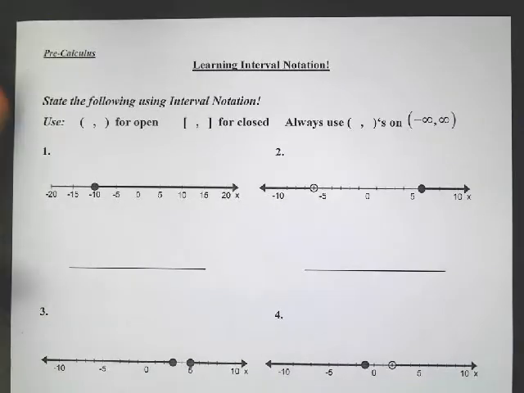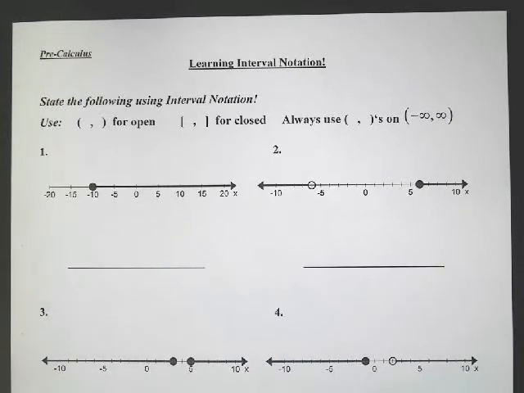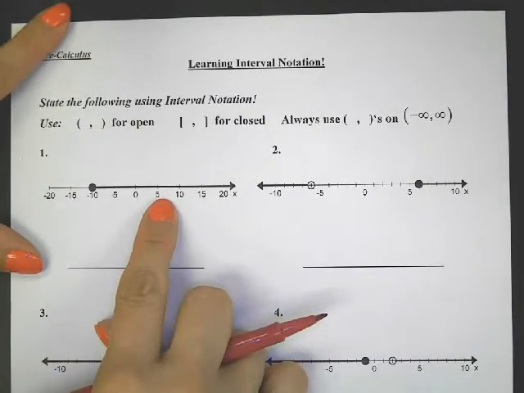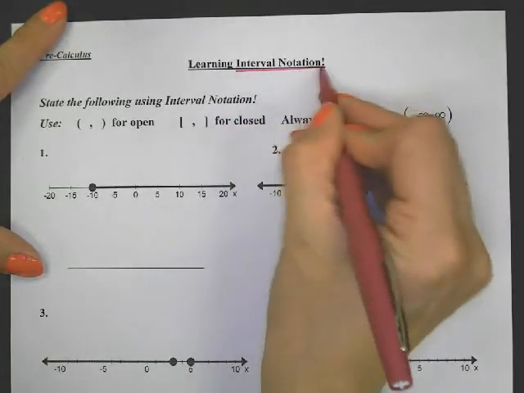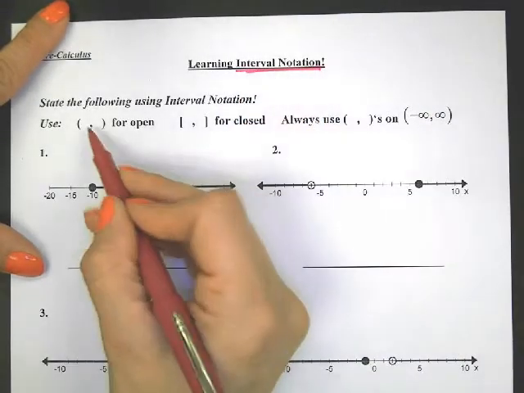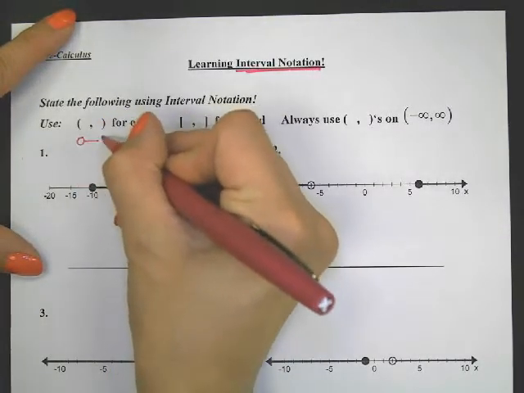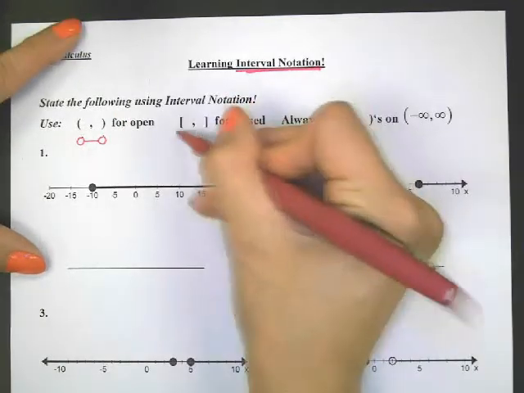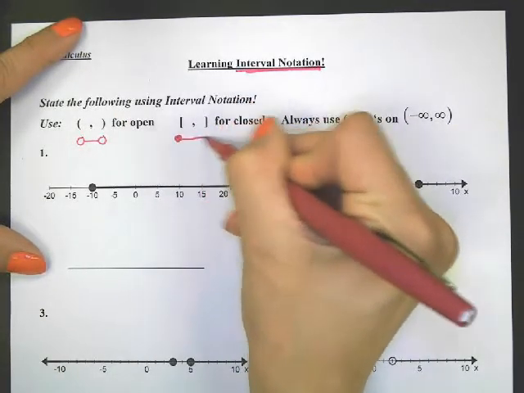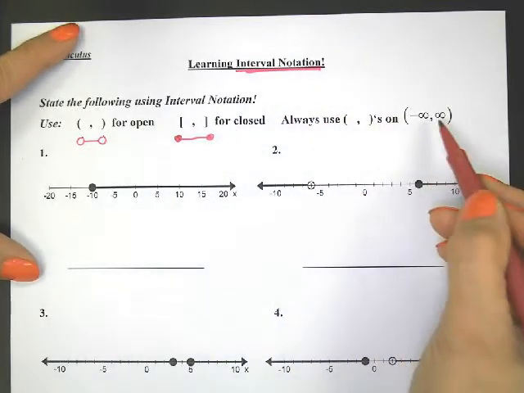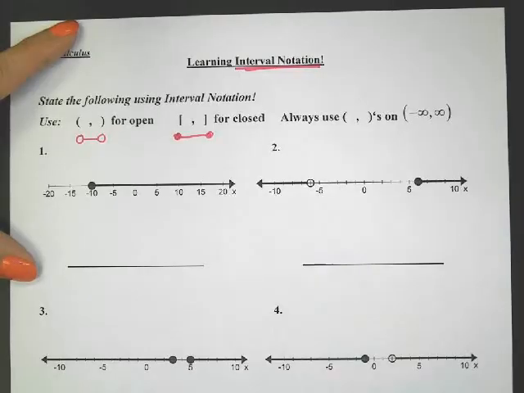Okay, the next thing we're going to go over here is how we're going to start writing everything in pre-calculus. So this will not be on the quiz, but we have to learn how to do this. I know in grade school you did number lines and you used inequalities, but now we're doing interval notation. Interval notation uses parentheses for open. If it was an open bubble to an open bubble, it would be like that. Brackets are for closed, so a closed bubble to a closed bubble. And you always use parentheses on your infinities because it goes forever and you can't get there.